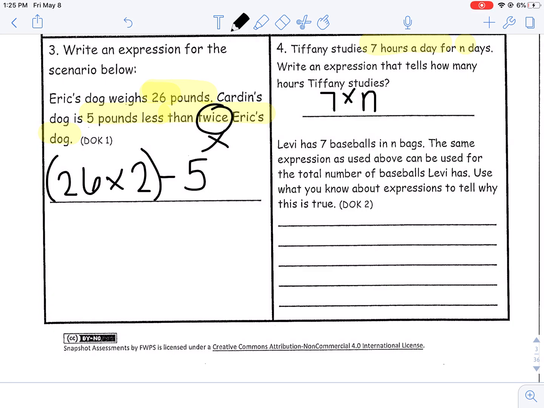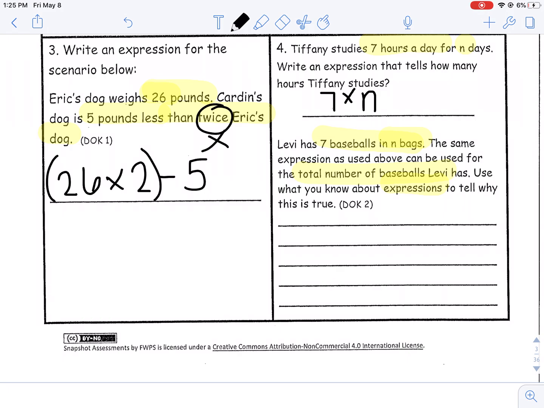Okay. And then Levi has 7 baseballs in a bag. The same expression as used above can be used for the total number of baseballs Levi has. Use what you know about expressions to tell why this is true. So Levi has 7 baseballs in a bag in n bags. Use what you know about expressions to tell why. I'm not going to write this one for you, but we'll talk through it.